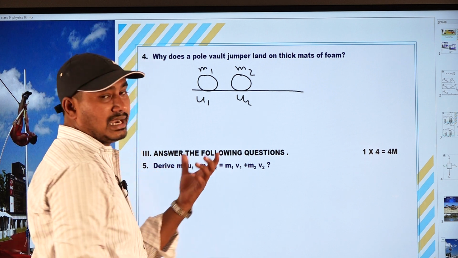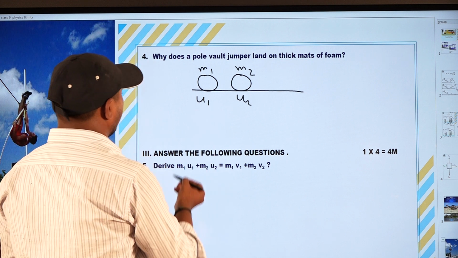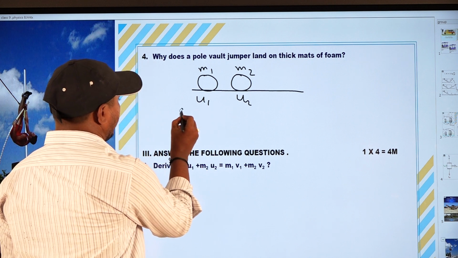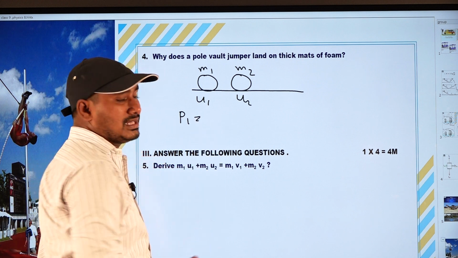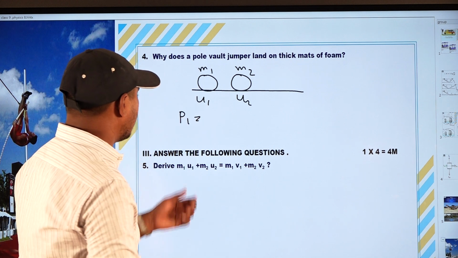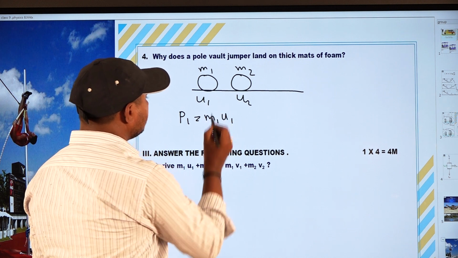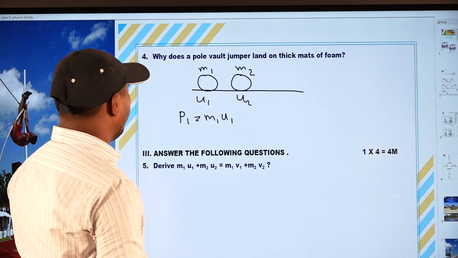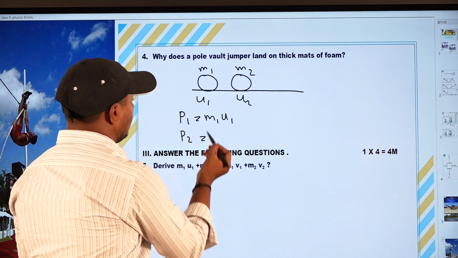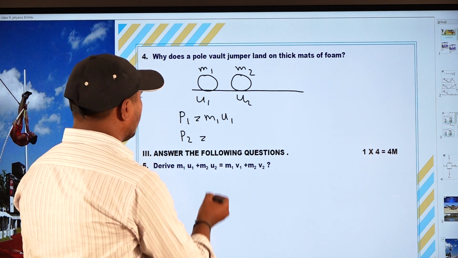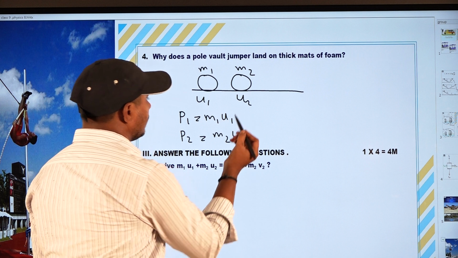Before collision, the first object's velocity is u1 and the second object's velocity is u2. If u1 is greater than u2, what are the movements of the two bodies? The first body's momentum p1 is the product of mass and velocity, so you write m1 u1. The second body's momentum p2 is m2 u2.